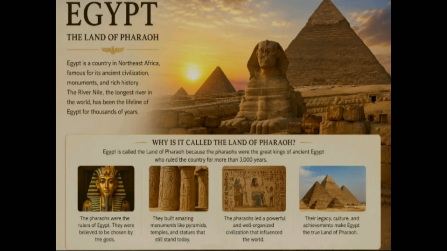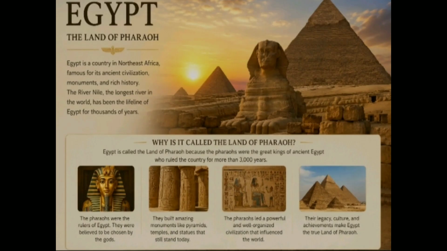So, before we begin the story, let us learn a little about Egypt. Egypt is a country located in the northeast part of Africa. It is one of the oldest civilizations in the world and is famous for its rich history, magnificent monuments, and unique culture. The river Nile, the longest river in the world, played a very important role in the development of Egyptian civilization.